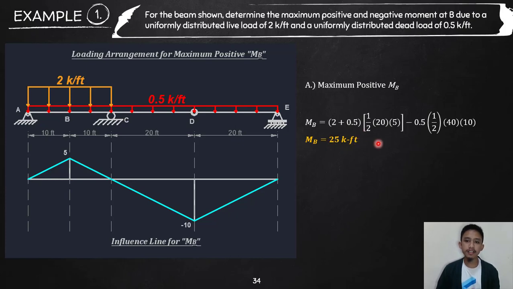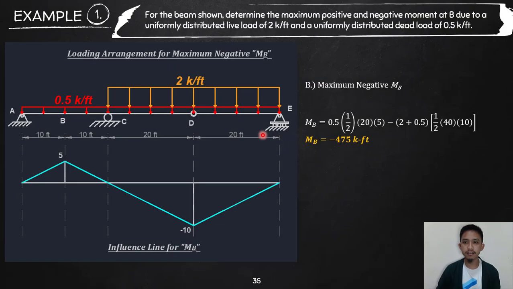So that is what we calculated as the maximum possible positive moment at B due to a dead load of 0.5 cubic feet and then a live load of 2 cubic per feet. Okay, so again, that is the possible scenario for us to have the maximum positive moment. So let's proceed with the next requirement, wherein we also need to calculate the maximum negative. So that will be our letter B, maximum negative moment at B.